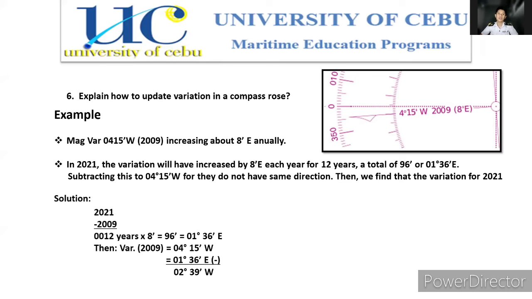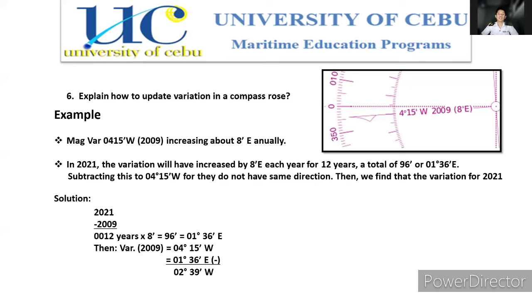Here's our solution. We have to take the year 2021 and subtract the year 2009, and that gives us the difference of 12 years. Multiply it by the annual increase of 8 minutes, and that gives us the product of 96 minutes, which can be translated to 1 degree 36 minutes east.